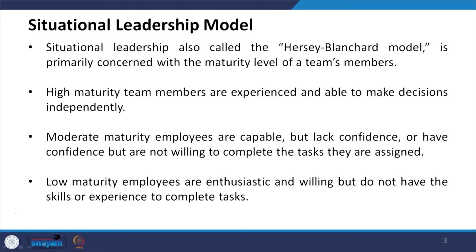The moderate maturity employees are capable but lack confidence, or have confidence but are not willing to complete the task they are assigned. Because of lack of confidence they are not willing to complete the task that has been assigned. And the low maturity employees are enthusiastic and willing, but do not have the skills or experience to complete the task. So here Hersey and Blanchard have talked about 3 maturity levels: high maturity, moderate maturity and low maturity.